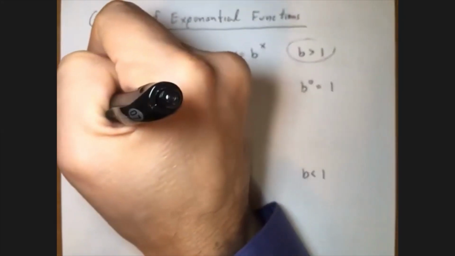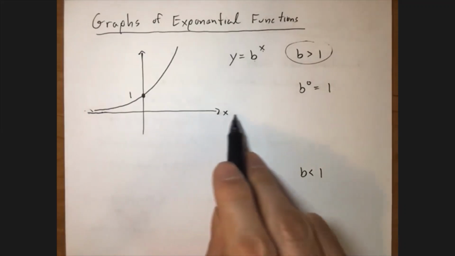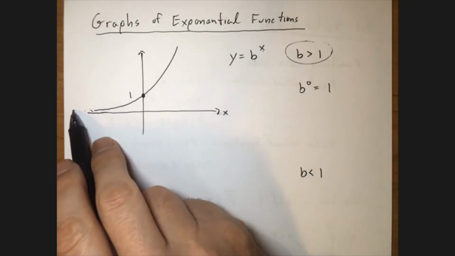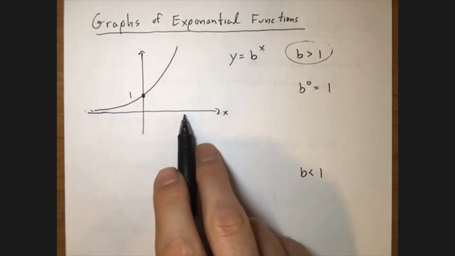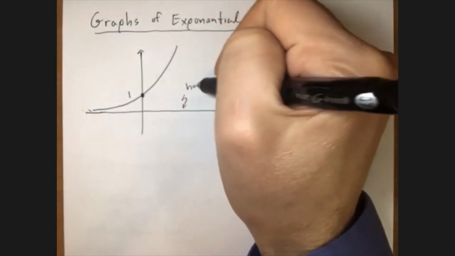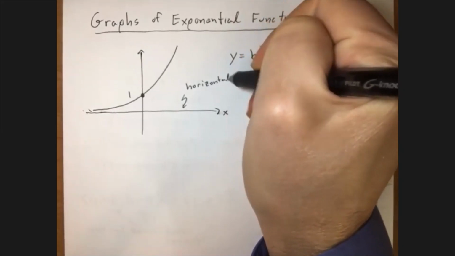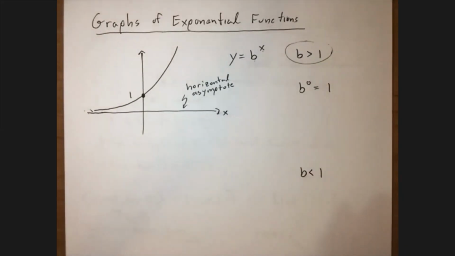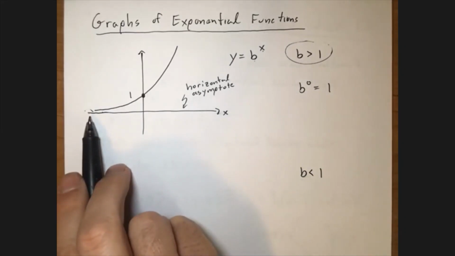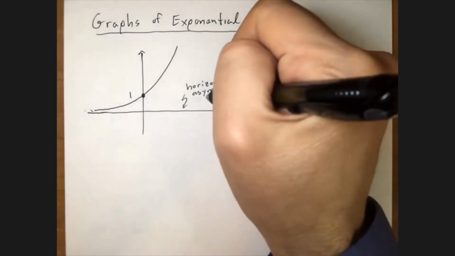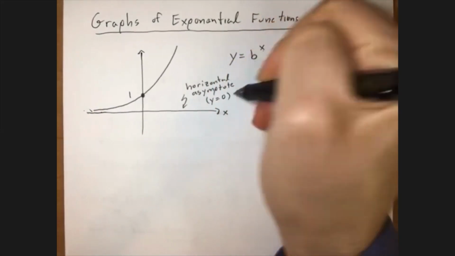We also see that this line, the x-axis, is a line that the function approaches as we go to negative values of x. What that means is that this line is a horizontal asymptote. An asymptote is a line that a graph approaches. It may not reach that line ever, and that's the case here. It never actually gets to the x-axis, but it gets closer and closer and closer the further you go to the left. And this x-axis has the equation y equals 0.